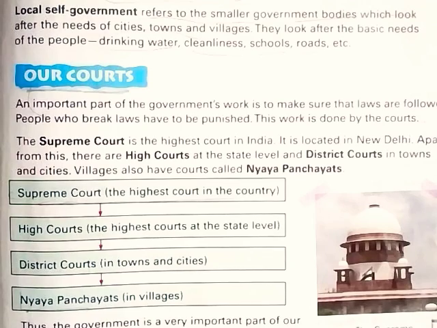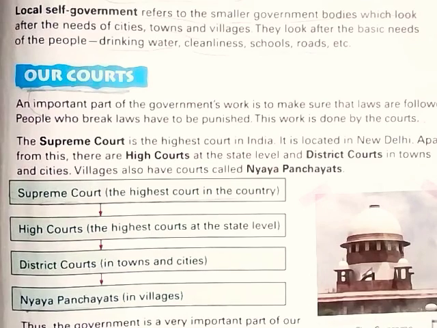Local self-government refers to the smaller government bodies which look after the needs of the cities, towns and villages. They look after the basic needs of the people: drinking water, cleanliness, schools, roads, etc.